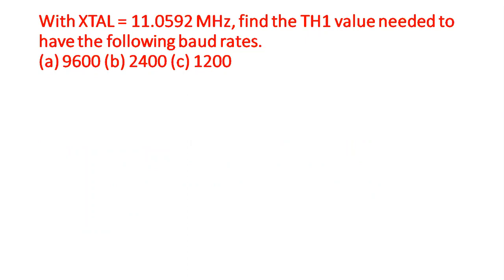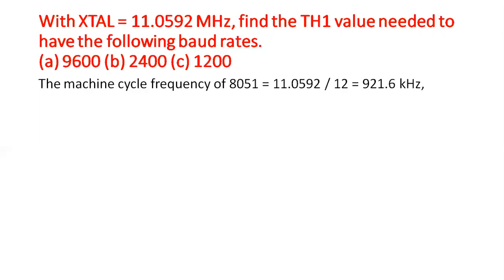Okay, the next one is to calculate the baud rate. We discussed it already in theory classes, so one more time we will say: with XTAL equal to 11.0592 MHz, find the TH1 value needed to load for the following baud rate. Please understand how to calculate the baud rate. This is very simple. If you have a calculator, you can check it also. Otherwise, you can follow what I'm telling you. The first one is the 9600 baud rate given. To calculate the baud rate, you should use this formula.